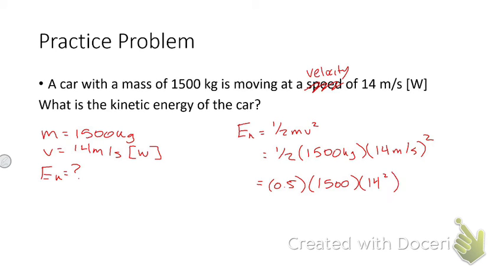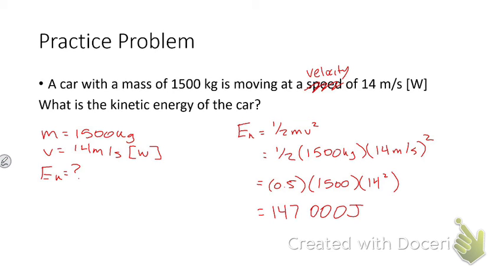This is how you should enter it into your calculator, right here: bracket 0.5 bracket, bracket 1500 bracket, bracket 14 squared bracket. Brackets are your friend and they will help you get the right answer. So if you put these into your calculator carefully, you will get a kinetic energy of 147,000 joules.